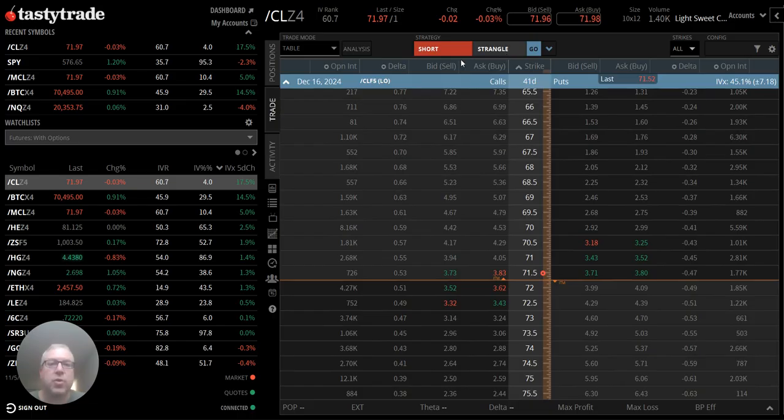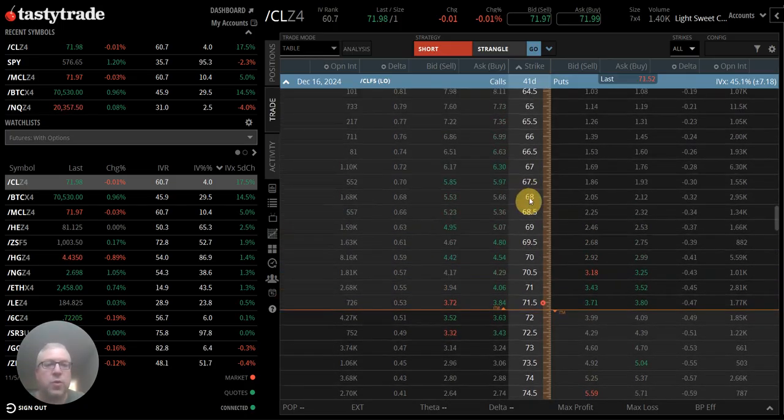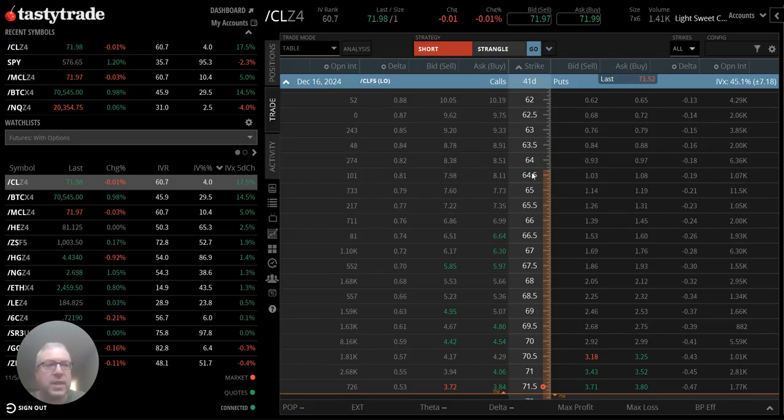I can either click short strangle right here and then change the settings. But before I put the trade, I'm gonna show you why Tastytrade is so cool, because you see here the price, it says here in the money around 71, 72. And the brown line in here is where the market makers expect the price to move. So if you scroll all the way up, they expect the price of oil futures in the next 41 days to go to about 64, 65.